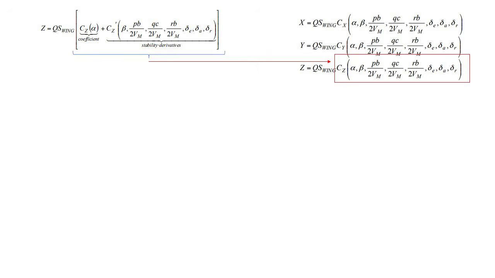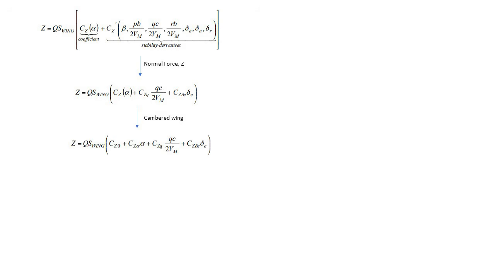Considering a typical equation for the normal force Z, the coefficient C sub Z as a function of alpha primarily depends on the normal force generated by the wing, with small contributions here and there by the body and the undeflected tail, as most of the normal force is generated by the wing. If a wing uses a symmetric airfoil, the normal force should be proportional to alpha, but if there's any camber present, there will be an additional contribution to the normal force over the existing proportionality to alpha, and that depends on the camber line curvature.